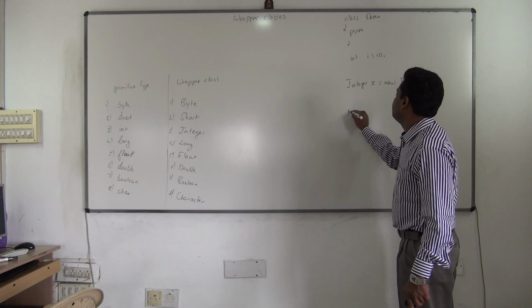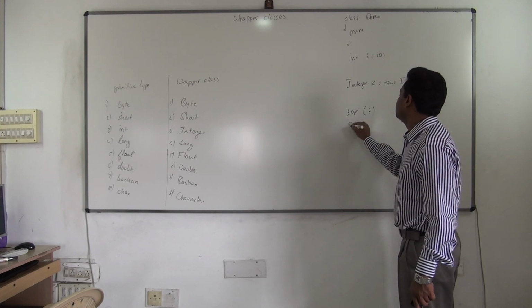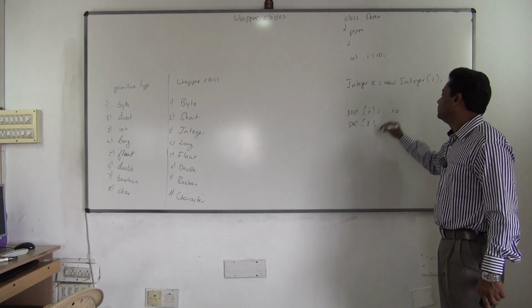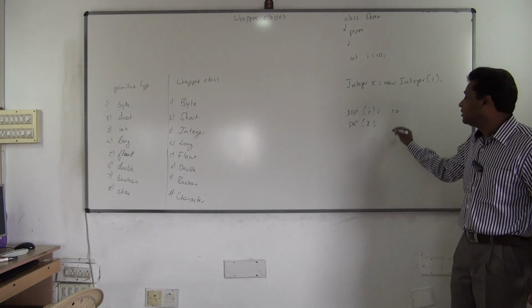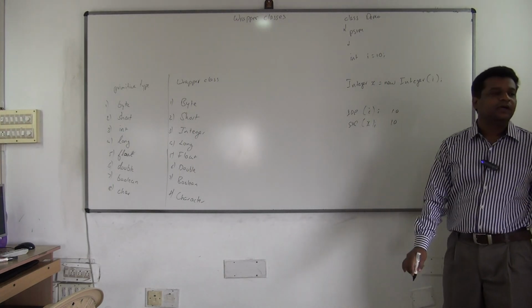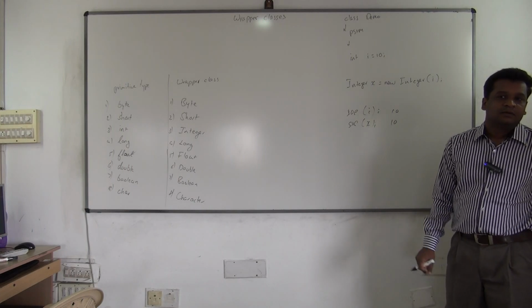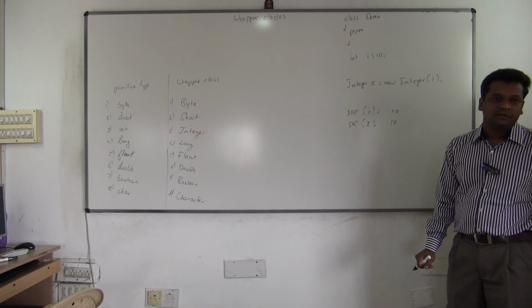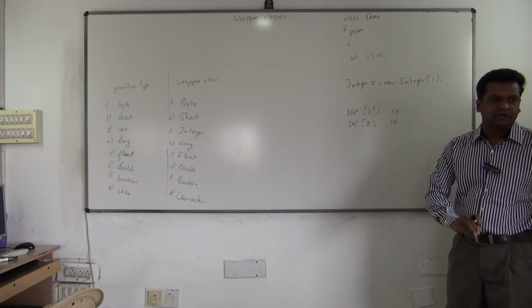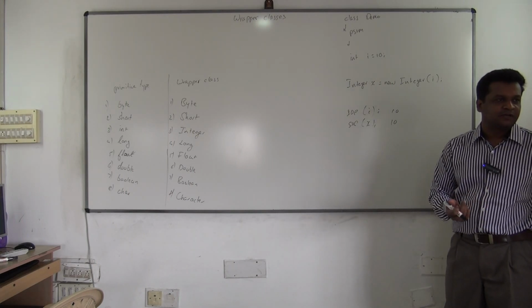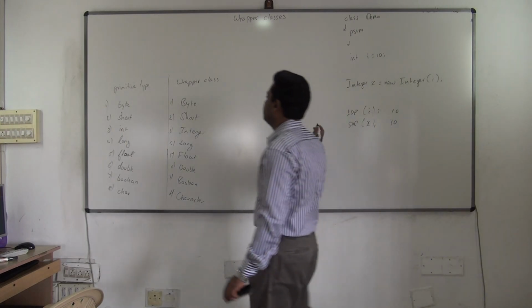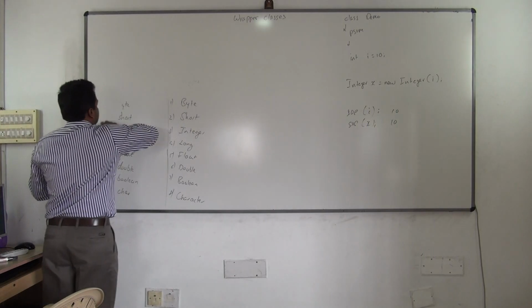You can write System.out.println(i) and System.out.println(x). What is the result? The result is the same, 10. What is the result of this? 10 only. Why? It will not print an address, it will print 10. Why? toString is overridden. Whenever you don't see an address, understand that toString has been overridden. That's it.